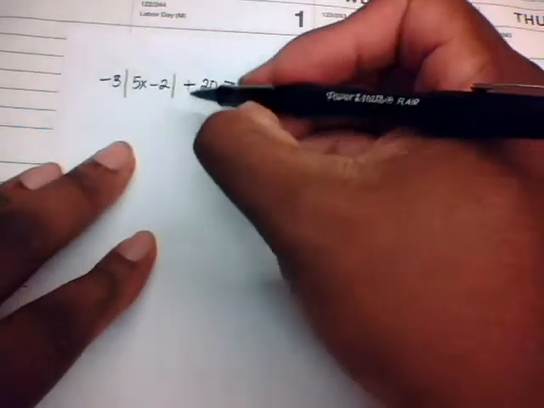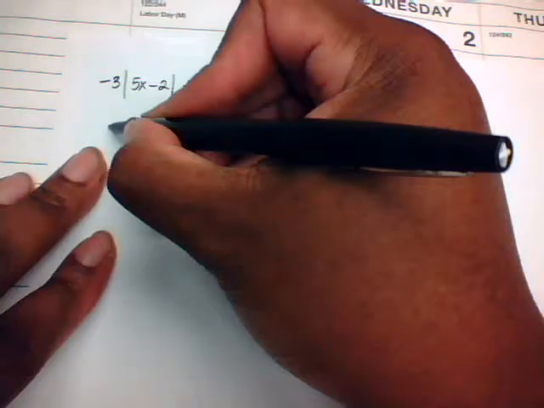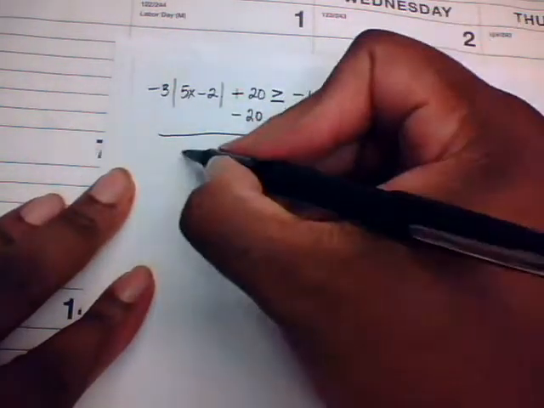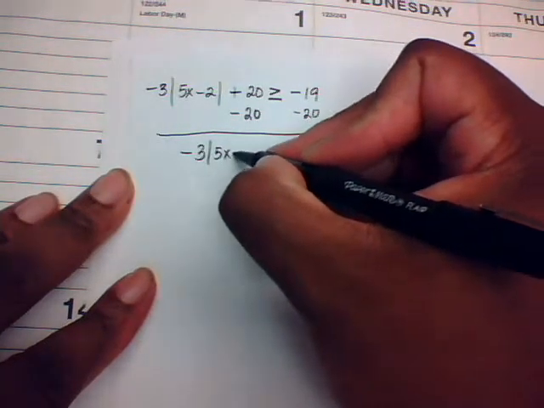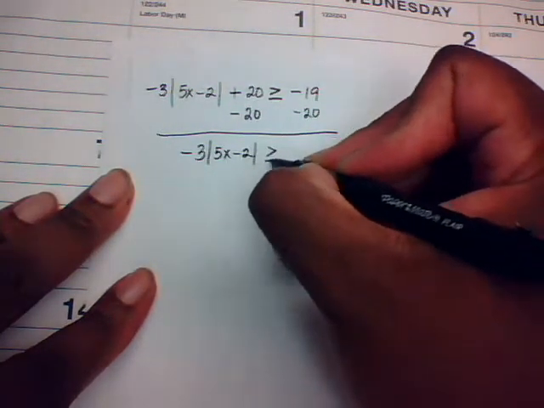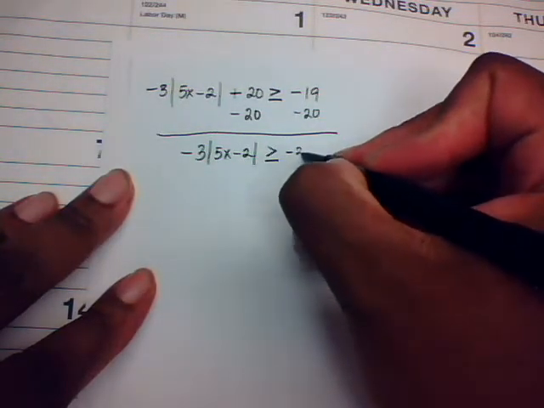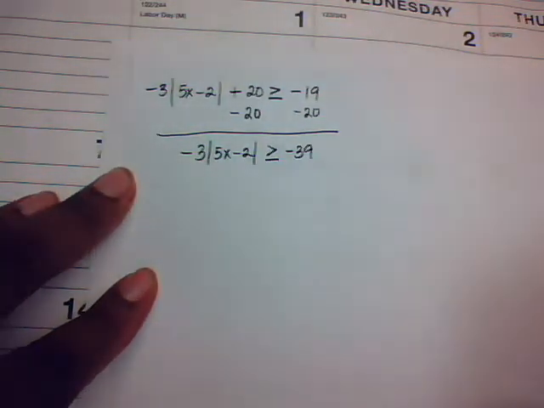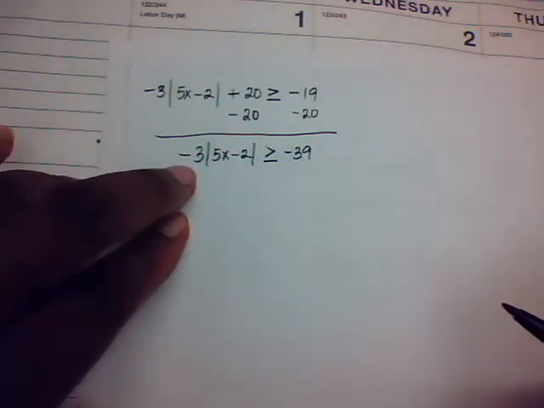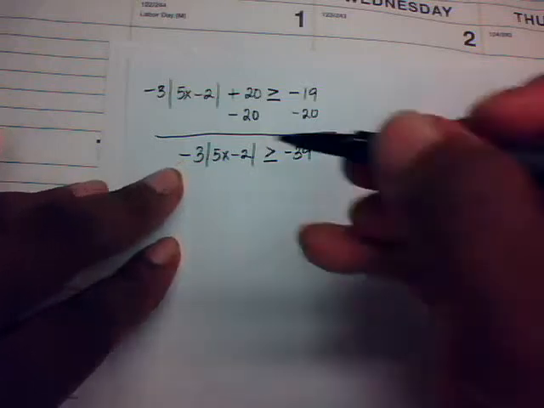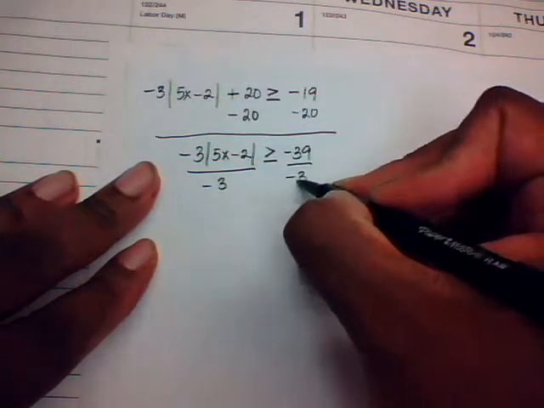Let's get rid of the plus 20. We need to subtract 20 on both sides. So now you've got negative 3 times the absolute value of 5x minus 2 is greater than or equal to, now negative 19 minus 20 is negative 39. Now we still have to get rid of that negative 3 that's in front of the absolute value of 5x minus 2. We need to divide both sides by negative 3.